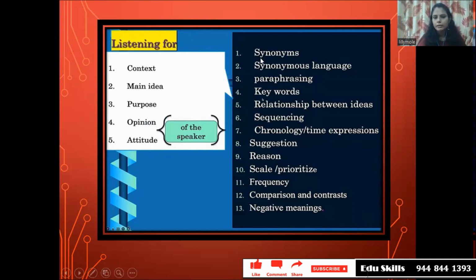And look for synonyms. We cannot predict that all the same words will come on the test. There will be synonyms. Under synonyms: language, paraphrasing, keywords, relationship between ideas or sequencing, chronology or time expressions, suggestions, reasons, scale or prioritize, frequency, comparison and contrast, and negative meanings. So we need to listen to all these things carefully and skim all of them through the audio while listening.